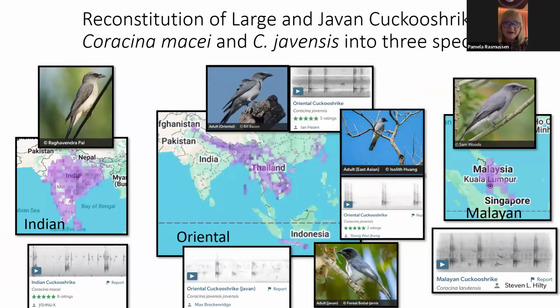All right, I have to cut it short, but we have a lump and 2 splits in the case of the large cuckoo shrike. The Javan cuckoo shrike is now the name-bearing taxon, Coracina javensis, for the entire group that includes the Himalayan and East Asian through Javan taxa. But we have 2 other splits, Indian and Malayan, based on vocalizations as well as some genetic information. And next slide, please.